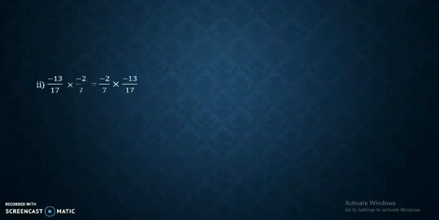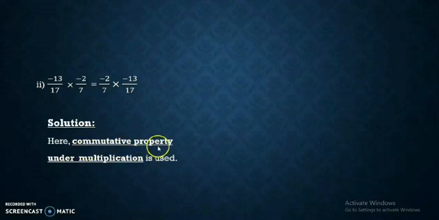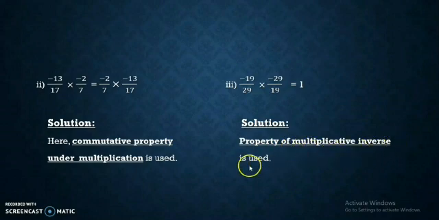Now come to second part. In second part we have minus 13 by 17 into minus 2 by 7 is equal to minus 2 by 7 into minus 13 by 17. Here commutative property under multiplication is used because in this question the order of rational numbers is changed. That is why commutative property under multiplication in this case. Now come to third part. Minus 19 by 29 into minus 29 by 19 is equal to 1. As you know, when the product of two numbers is 1, they are called multiplicative inverse of each other. That is why property of multiplicative inverse is used here.